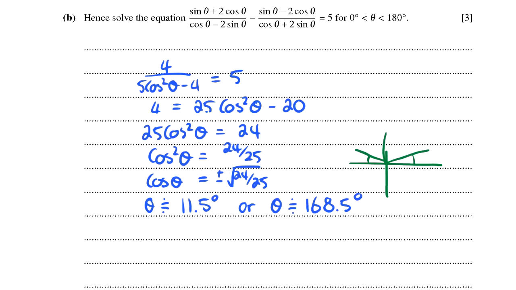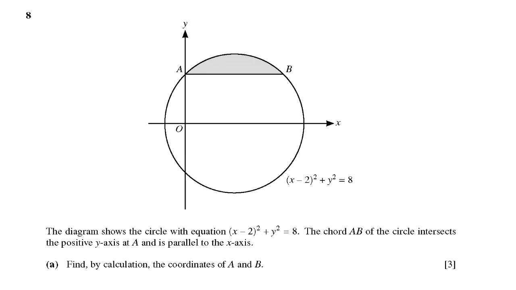The diagram shows the circle with the equation x minus 2 squared plus y squared is 8. The chord AB of the circle intersects the positive y-axis at A and is parallel to the x-axis. Find by calculation the coordinates of A and B. Well, A is on the y-axis, so that's where x equals 0. So to find A, we take the equation of the circle and make x 0.